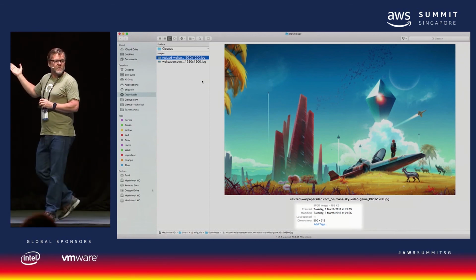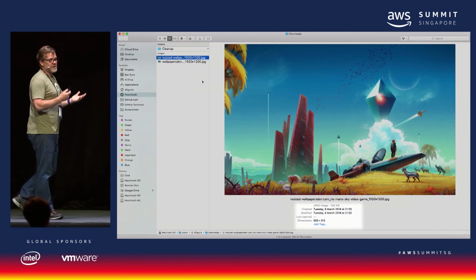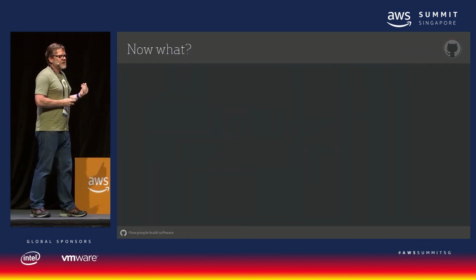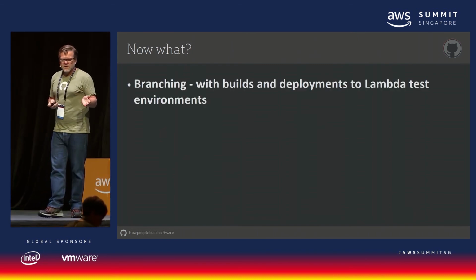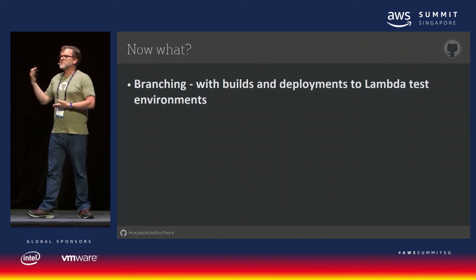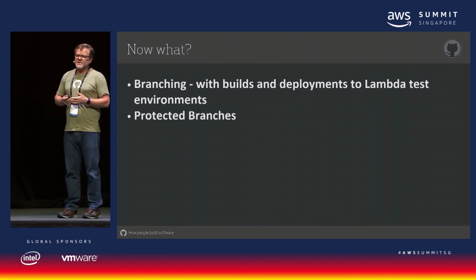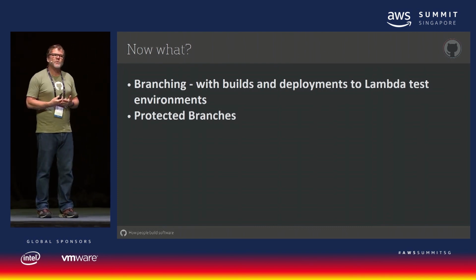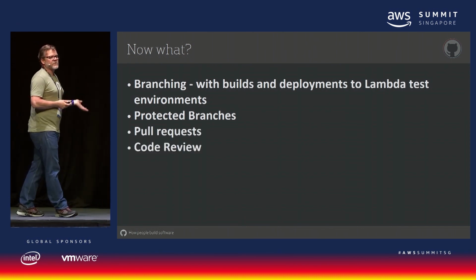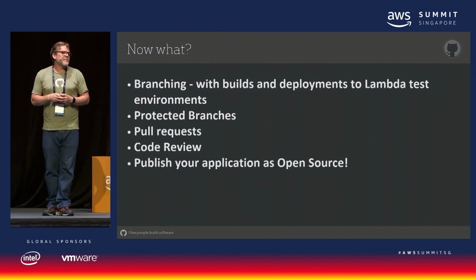So that's basically it. We have now deployed a complete application using AWS CodeStar, GitHub, and AWS Lambda. So now what? Well, now that you have your code sitting in GitHub, you can do the usual things that you do as developers. You can branch, so you can do things like testing different infrastructure environments. You can deploy to Lambda test environments to make sure your code works the way you want it to work. You can do things like protected branches to make sure that people can't merge code into your master branch until you've gone through a pull request process, a code review process, and all those other things that people love to do on GitHub. You can publish that application as open source.